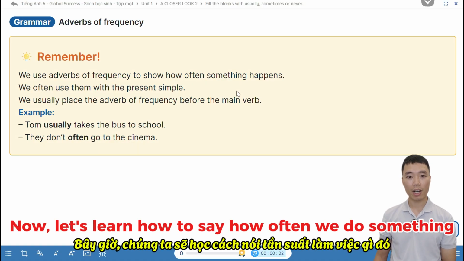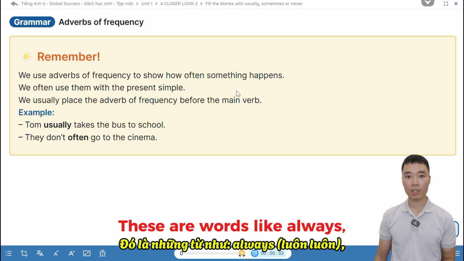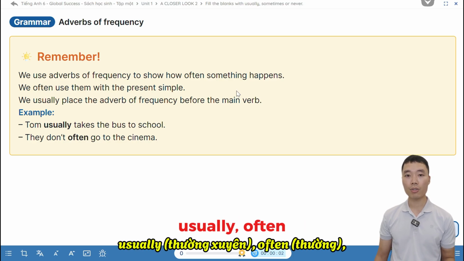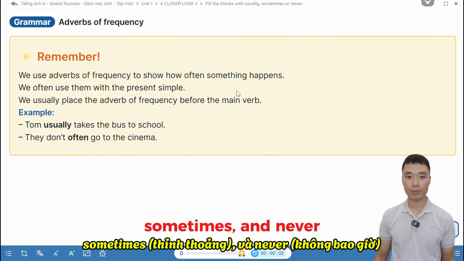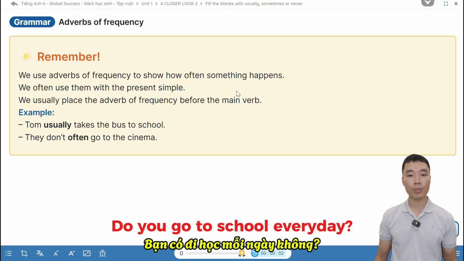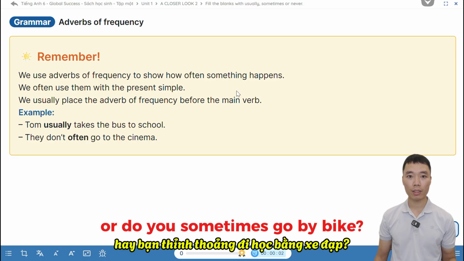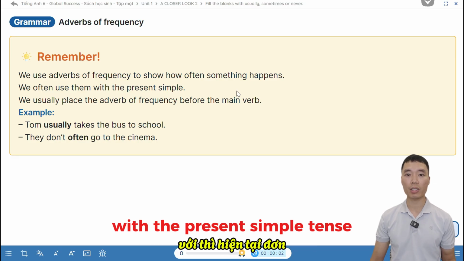Now, let's learn how to say how often we do something. We use something called adverbs of frequency. These are words like always, usually, often, sometimes, and never. We use them to show how often something happens. For example, do you go to school every day? Or do you sometimes go by bike? These words are often used with the present simple tense.